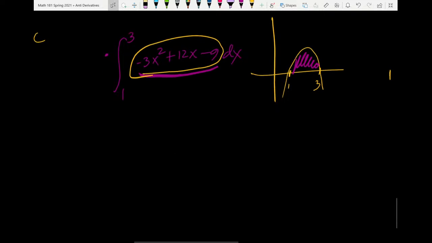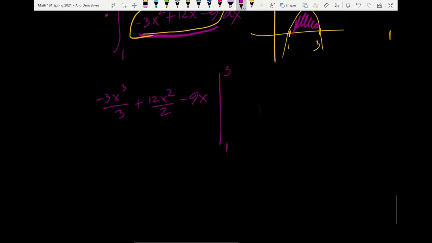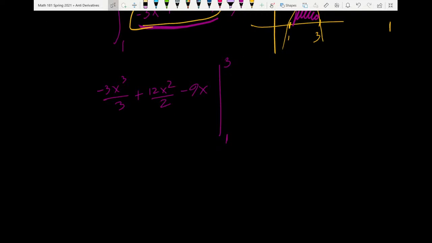So an easy way of doing that problem, let's do the antiderivative of that. 3x cubed over 3 plus 12x squared over 2 minus 9x. For a definite integral, we don't have any plus c because I'm giving it the exact function. We want to know what's the area under the function from 1 to 3. We're going to do more of this problem later on, and then I'm going to show you integration by substitution a little bit later.